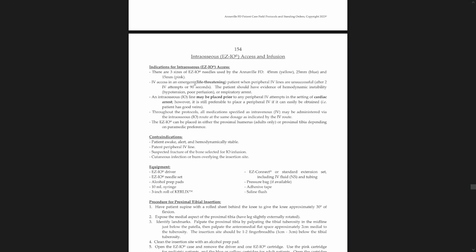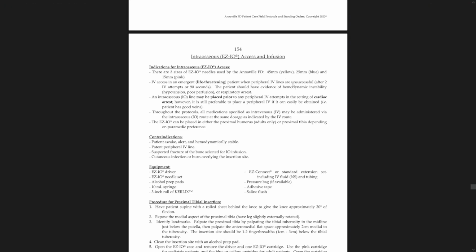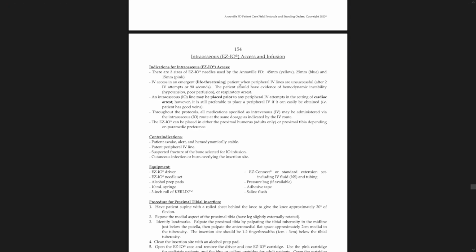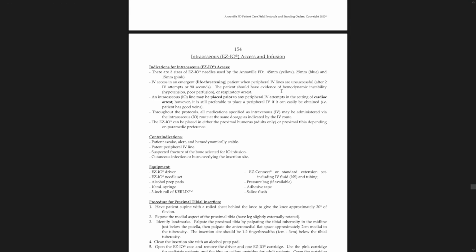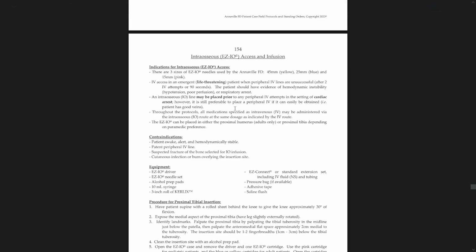IV access on an emergent life-threatening patient when peripheral IV lines are unsuccessful after 2 IV attempts or 90 seconds. The patient should have evidence of hemodynamic instability, such as hypotension, poor perfusion, or respiratory arrest. An IO may be placed prior to peripheral IV attempts in the setting of a cardiac arrest. However, it is still preferable to have an IV if it can be easily obtained.